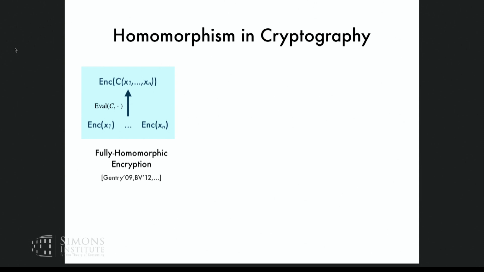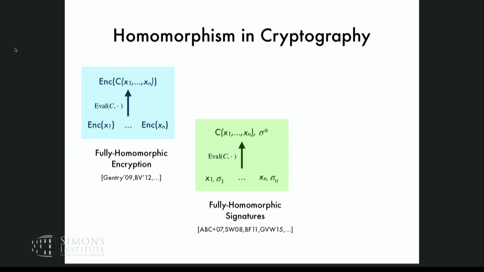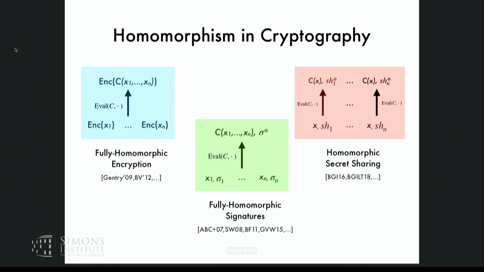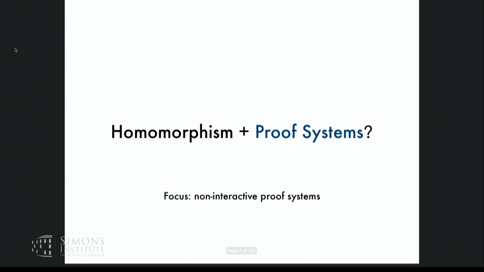And homomorphism was not just studied in the context of encryption. There have been other primitives as well. For instance, homomorphism has been studied in the context of signatures. It has also been studied in the context of secret sharing. And the list goes on. So this workshop is about proofs, right? So a natural question to ask is, can you combine homomorphism and proof systems? And in order for this combination to even make sense, we are going to focus on non-interactive proof systems.